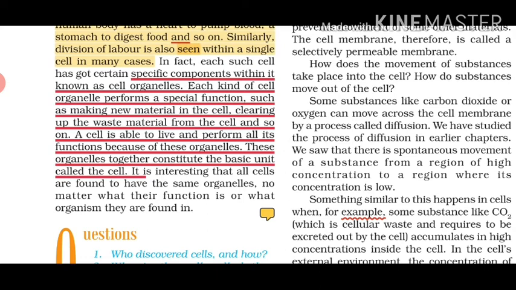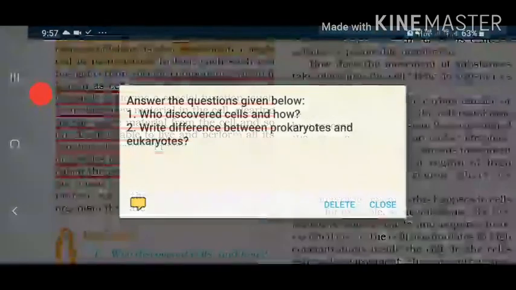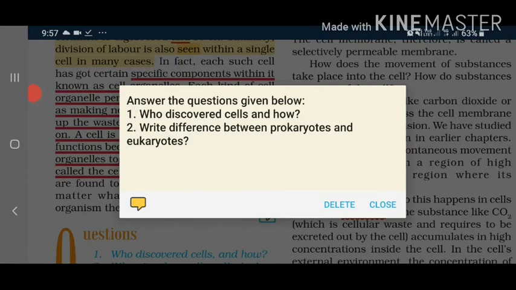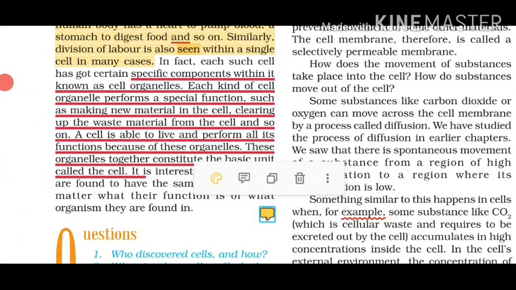A cell is able to live and perform all its functions because of these organelles only. These organelles together make the basic unit called the cell. Now try to answer the questions given below. Who discovered cells and how? Write the difference between a prokaryotic cell and a eukaryotic cell.